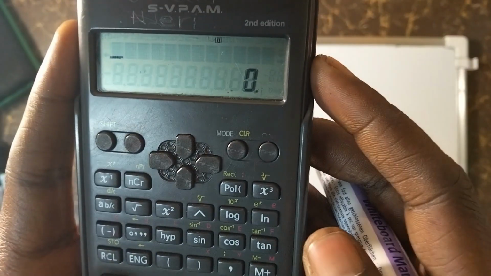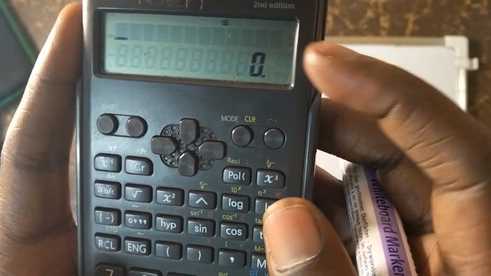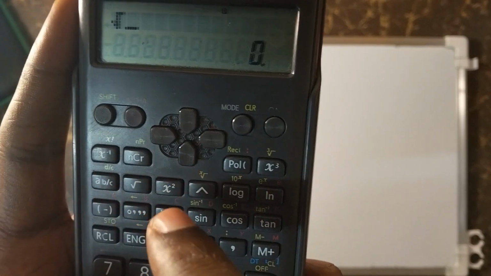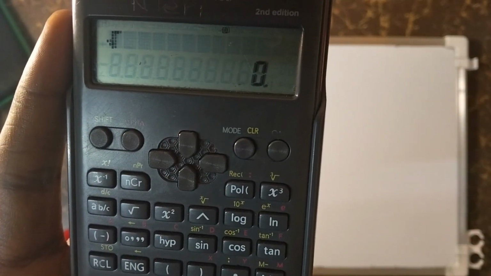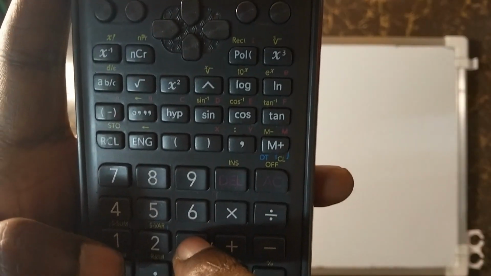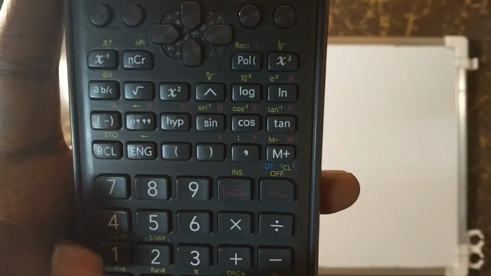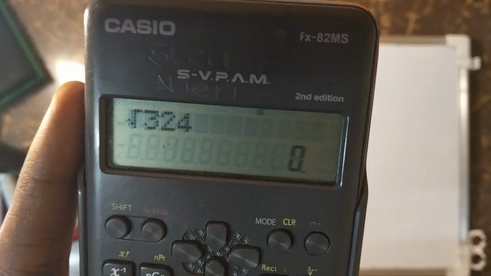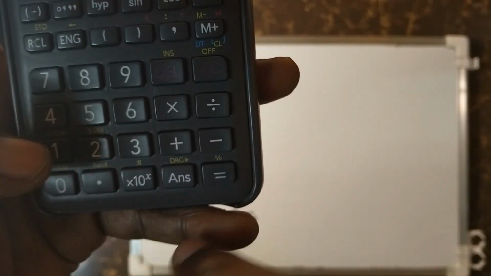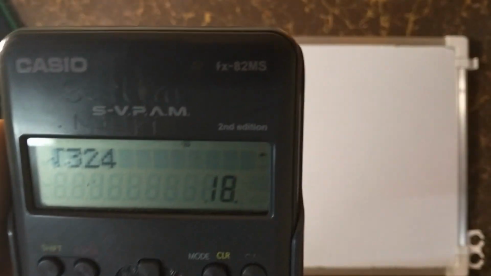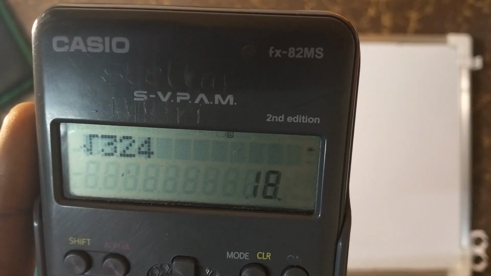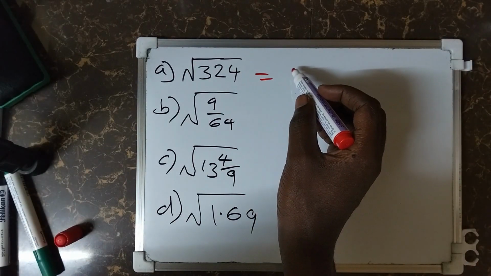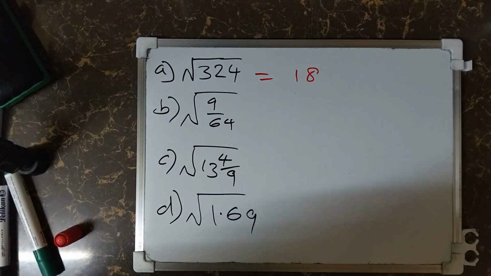The first one is the square root of 324. Just press the square root key, and write 324. So that's the square root of 324. After that, we press the equal sign for the answer. So the square root of 324 is 18.